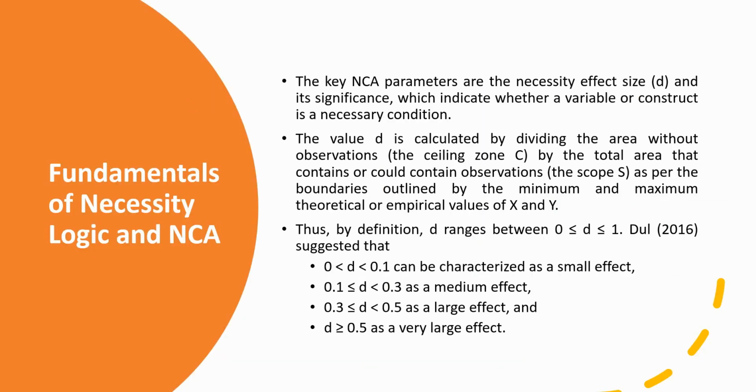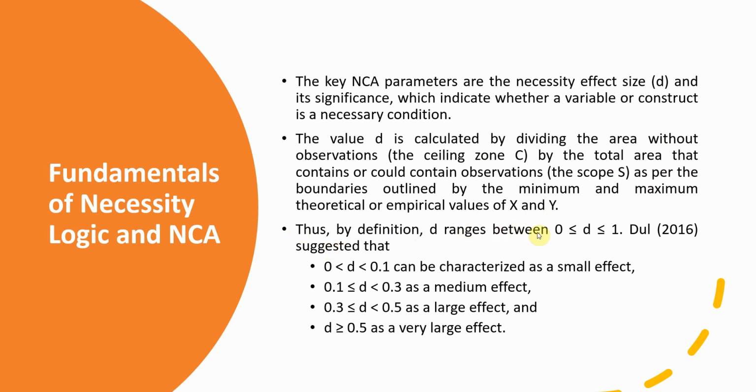If something is necessary, what's its effect size? That is referred to as D, and its significance indicates whether a variable or a construct is a necessary condition. The value of D is calculated by dividing the area without observations, that is, above the ceiling line, by the total area that contains or could contain observations, that is the scope, as per the boundaries outlined by the minimum and maximum theoretical or empirical values of X and Y.